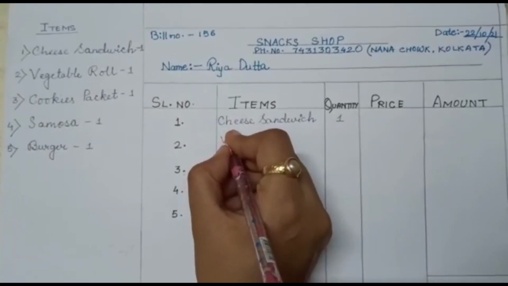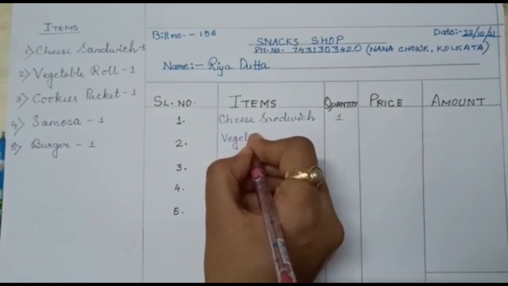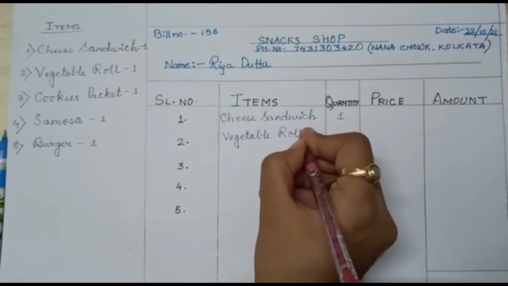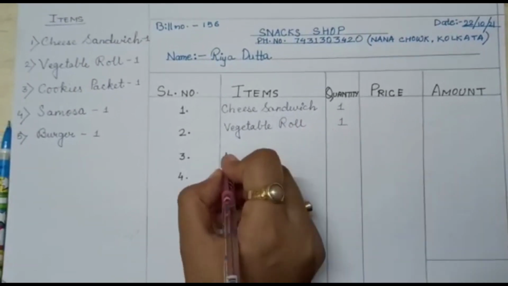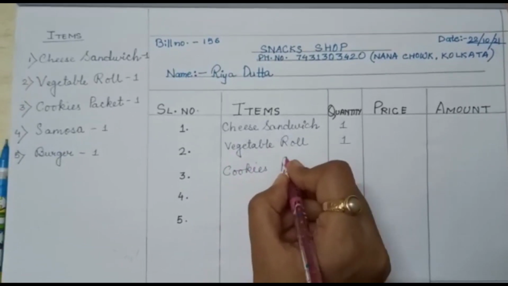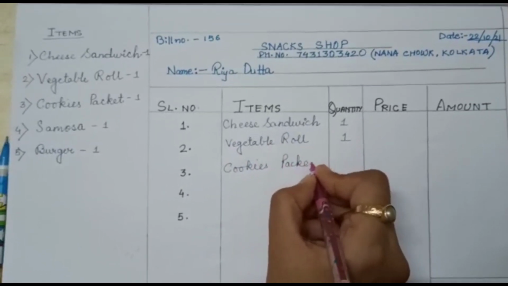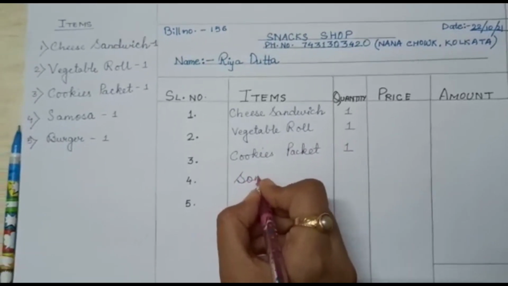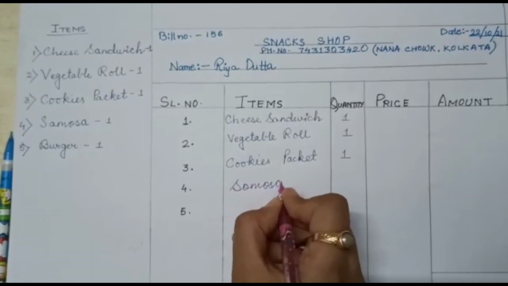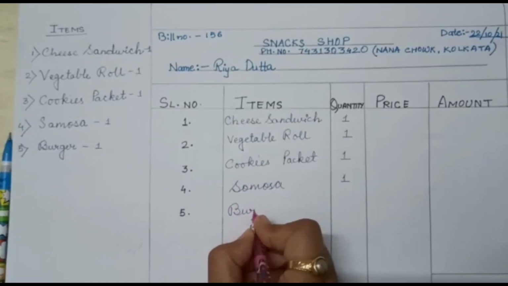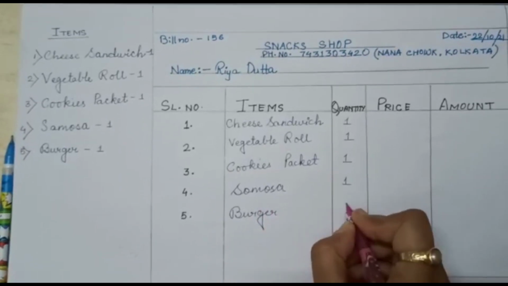Number 2, a vegetable roll. Only 1. Cookies packet. 1. Samosa. 1. And 1 burger. 1.